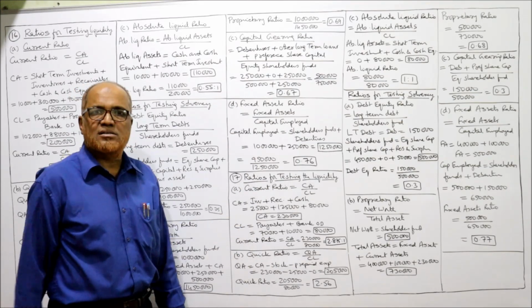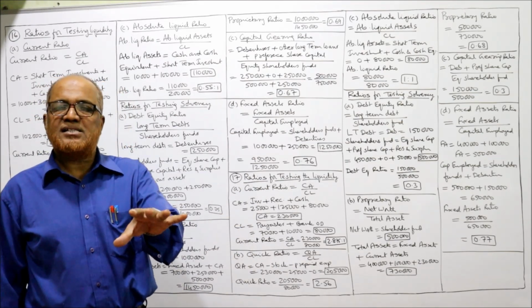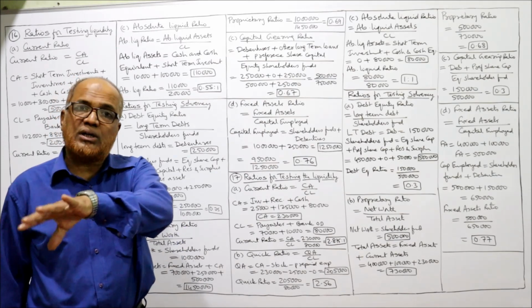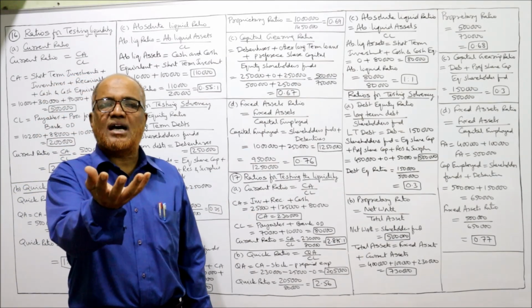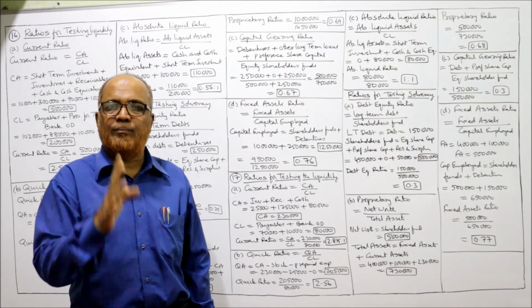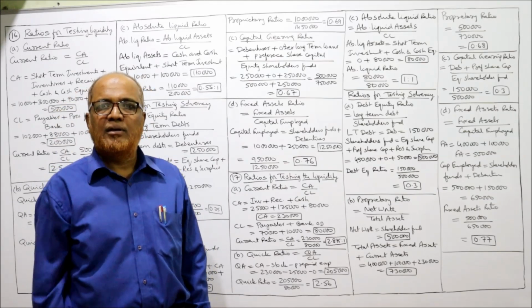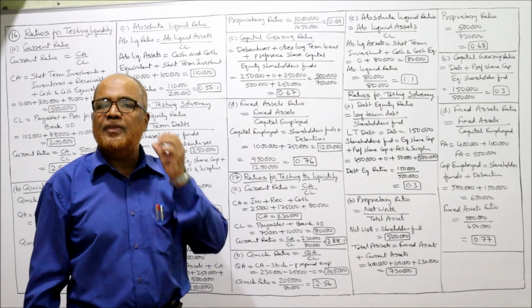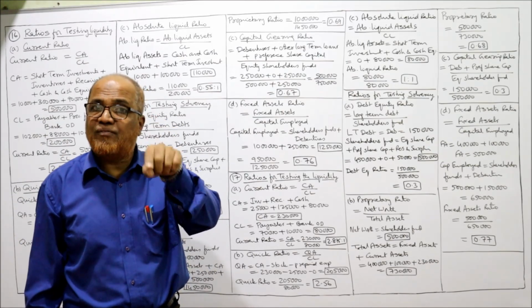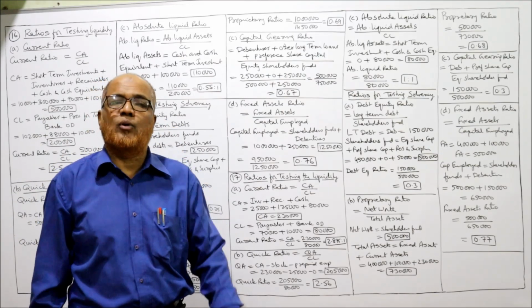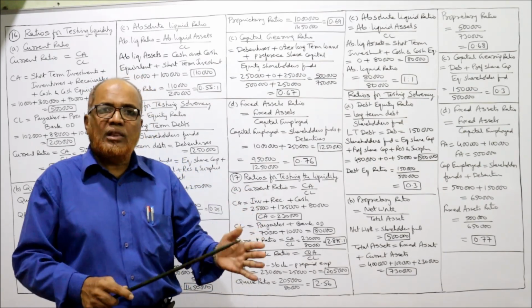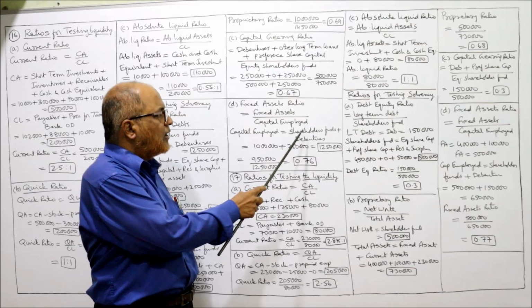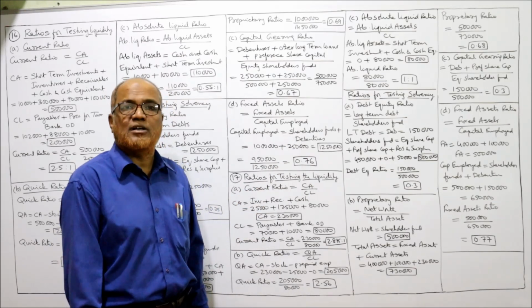So the ratio is 0.76. That means the fixed assets are financed from total capital employed. It's a prudent policy that the fixed assets ratio should always be below 1. Maximum 1, it should not exceed 1. That means the fixed assets must be financed only from capital employed, only from long-term funds. Here all the fixed assets are financed by long-term capital.